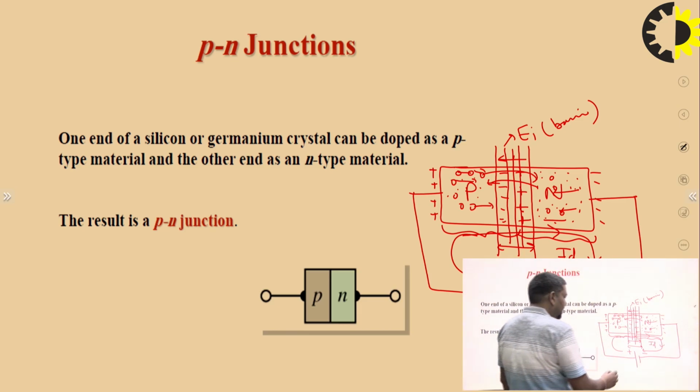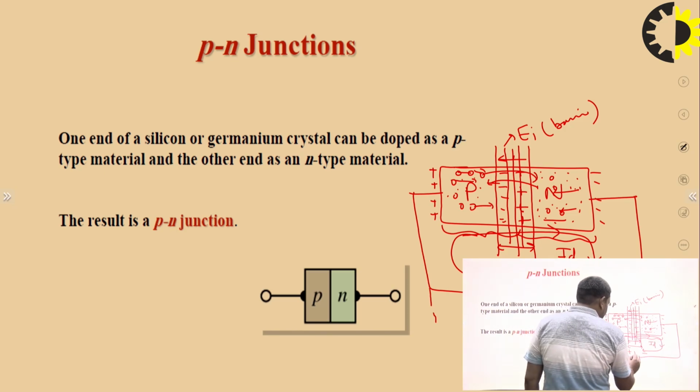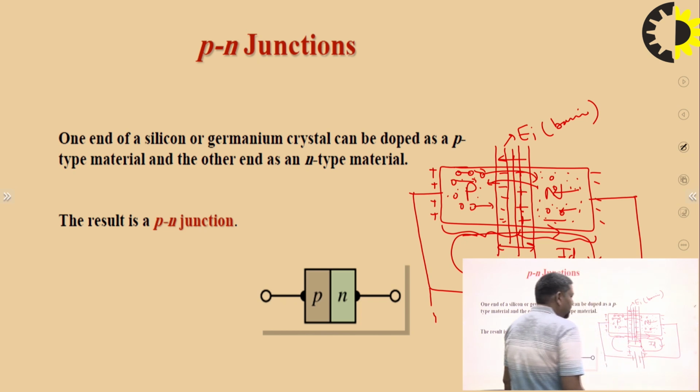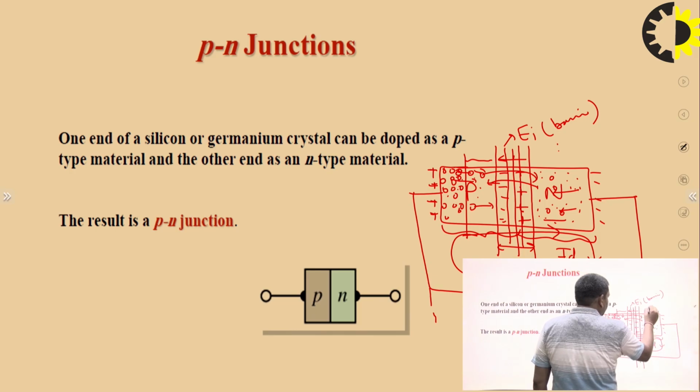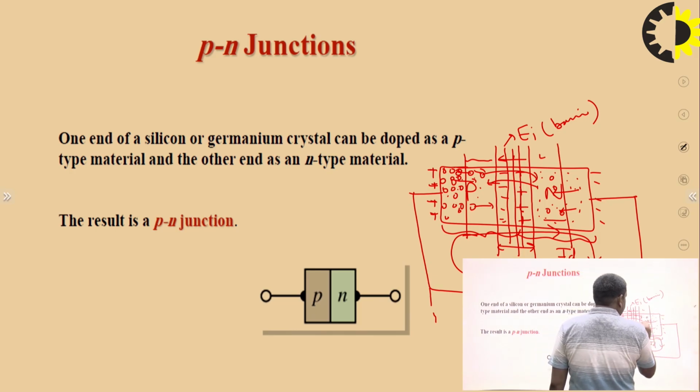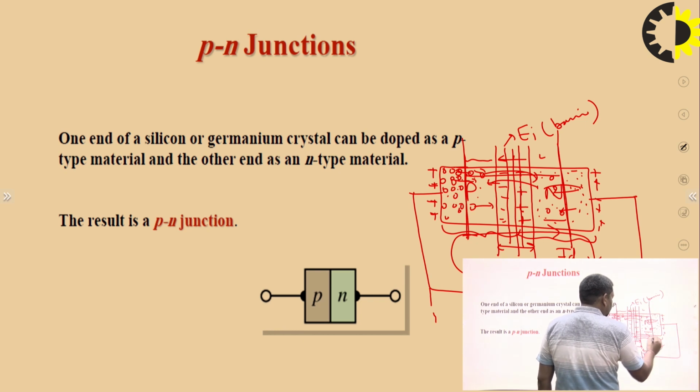But if we apply a reverse bias condition, P is connected to the negative and N is connected to the positive. The holes have a positive charge and this terminal is negative, so it attracts the holes. The holes are accumulated in that region. No holes are present here, and no electrons are present here. Because of the plus charge, the electrons also accumulate here. So from this to this is the immobile region, and this immobile region is called the depletion region.